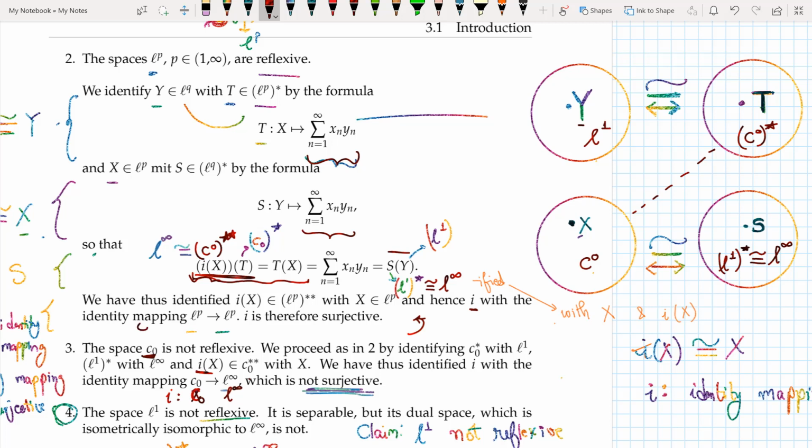This was the case before, and in this case, if I apply just the same protocol, I have this I is not from LP to LP, but rather from C0 to L infinity, and thus this I is not surjective, and therefore my space C0 is not reflexive.